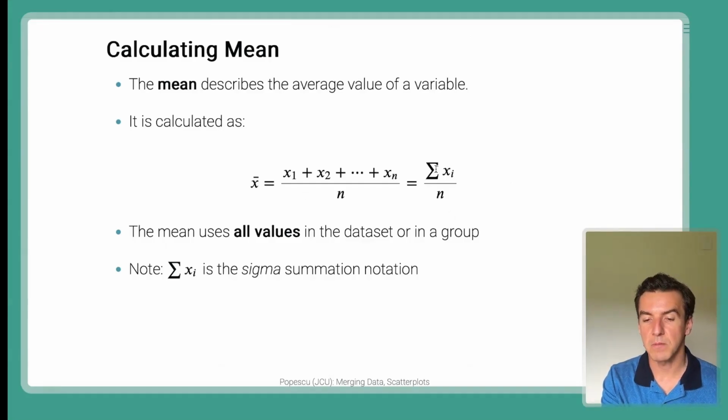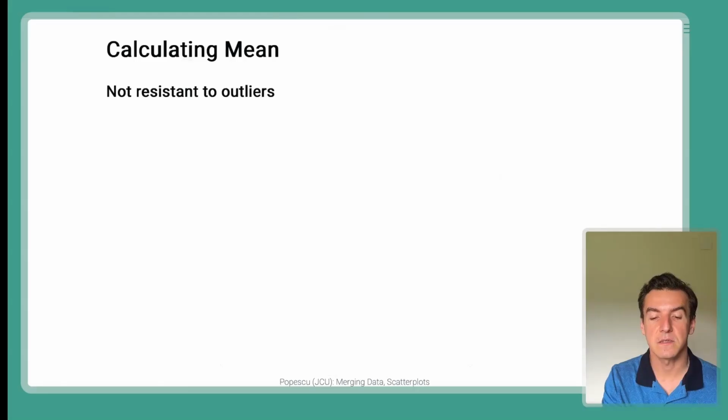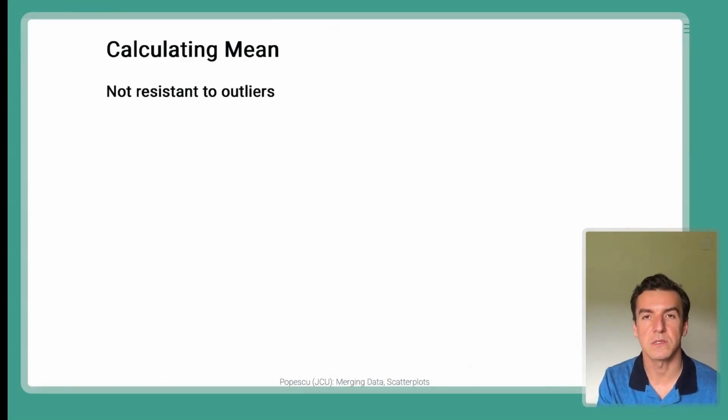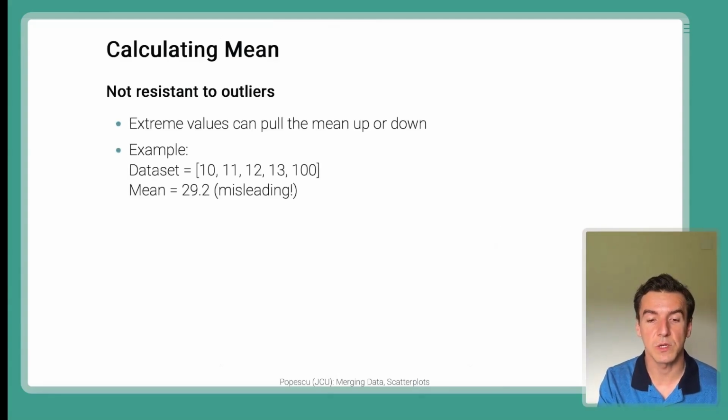This sigma symbol, it's the uppercase sigma, it's called a sigma notation. So this is a notation that indicates summation. It's important to note that the mean is not resistant to outliers. It's not resistant to extreme values.